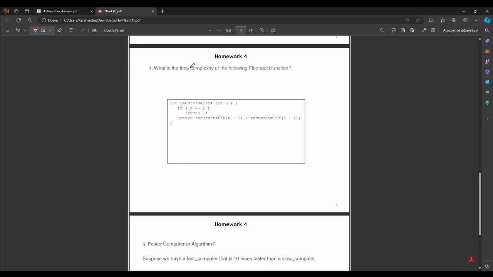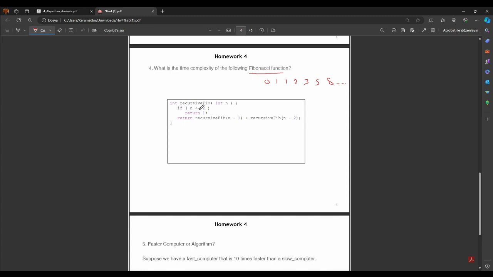We have a new example here. It says, what is the time complexity of the Fibonacci function? We know that the Fibonacci function goes like 1, 0, 1 plus 1, 1, 1 plus 1, 2, 1 plus 2, 3, 3 plus 2, 5, and 5 plus 3, 8, and it goes like this. Now let's check our function here.